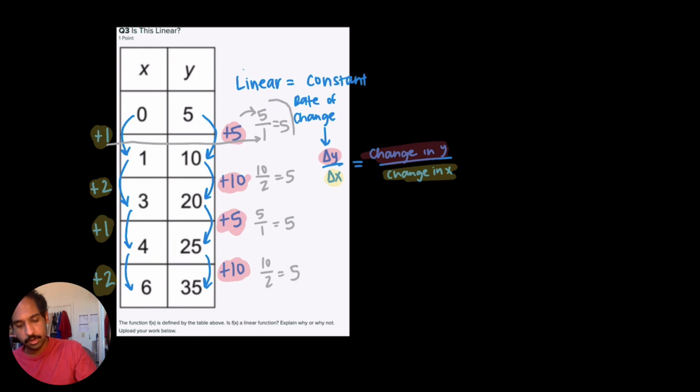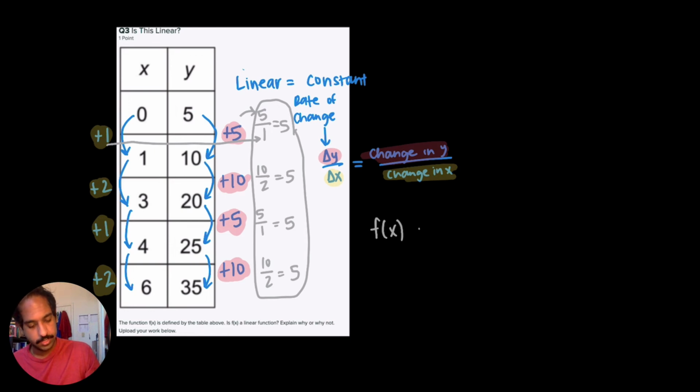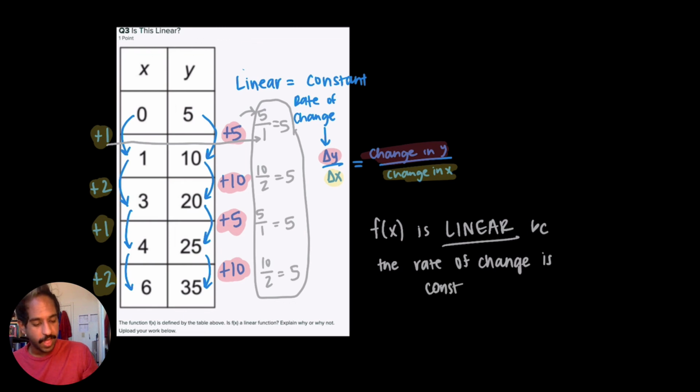And so what I see here is that when I find my delta y over delta x, all of them are the same. They're all equal to 5. And so we see that f of x is linear because the rate of change is constant. And not only did we say that, we proved that by finding the rate of change between all of the intervals. And maybe I'll write that too. The rate of change is constant between all intervals.